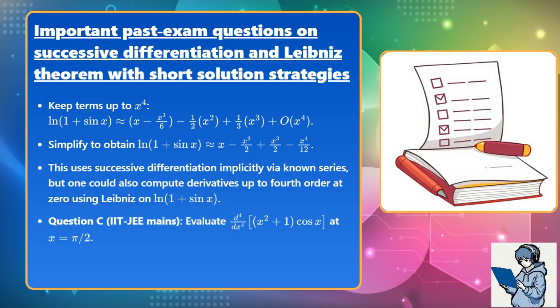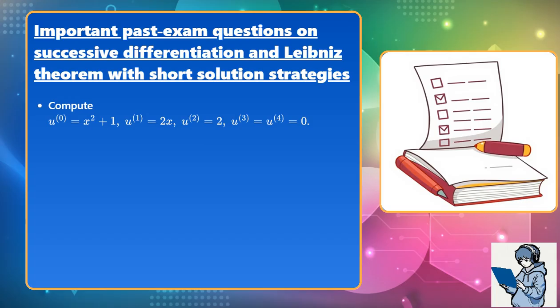Question C, IIT JEE Mains. Evaluate the 4th derivative with respect to x of (x squared plus 1) times cosine x at x equals pi over 2. Solution strategy. Apply Leibniz with u equals x squared plus 1 and v equals cosine x. Compute u superscript 0 equals x squared plus 1, u superscript 1 equals 2x, u superscript 2 equals 2, u superscript 3 and u superscript 4 equals 0. For v superscript n equals cosine of x plus n times pi over 2.